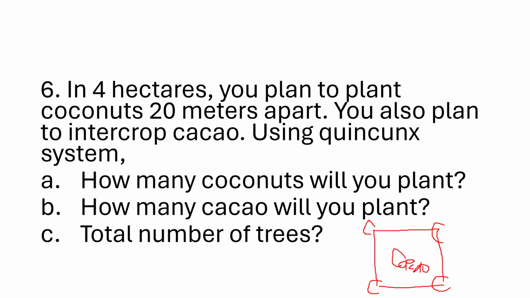So, anong gagamitin natin formula to get the number of coconuts? It is the formula for the number of initial trees. So, number of initial trees equals total area divided by the distance between rows and multiplied by the distance between trees. Then, para naman sa number of cacaos, yung formula for additional trees yung gagamitin. Now, try.